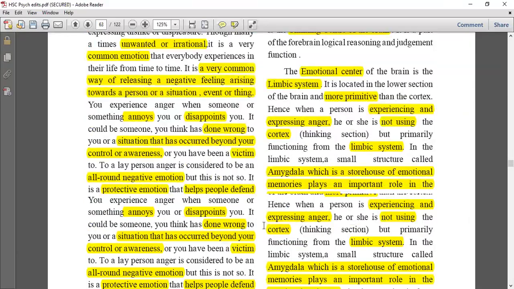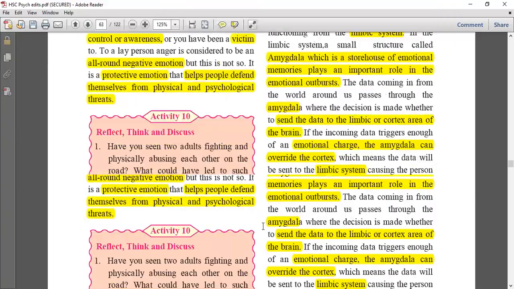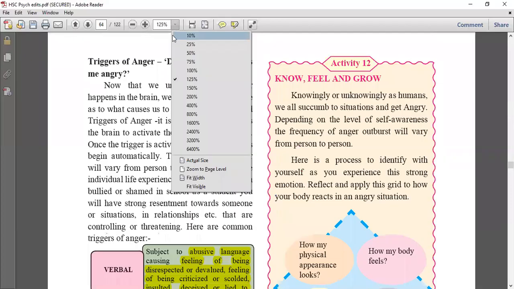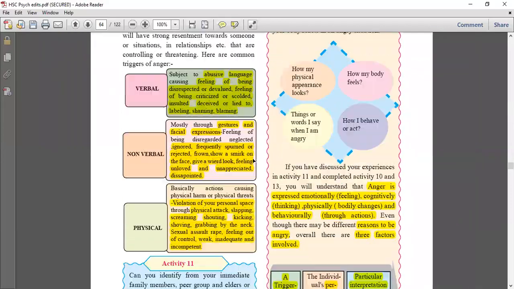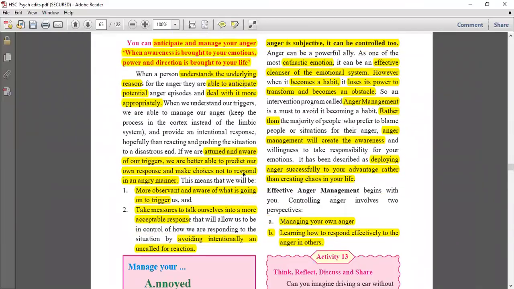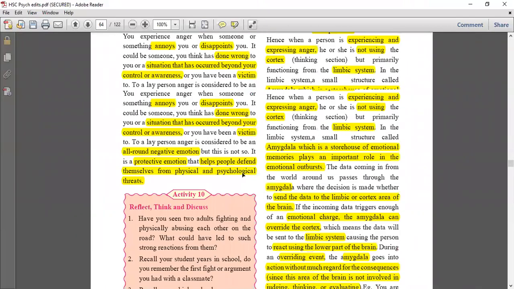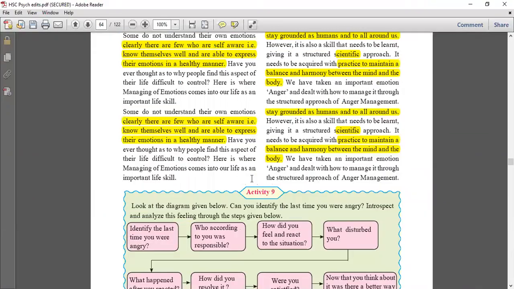Okay, let me just see. We still have anger management and this part left. We have like 1.5 minutes. So I'm going to do this after a quick small 5-minute break.